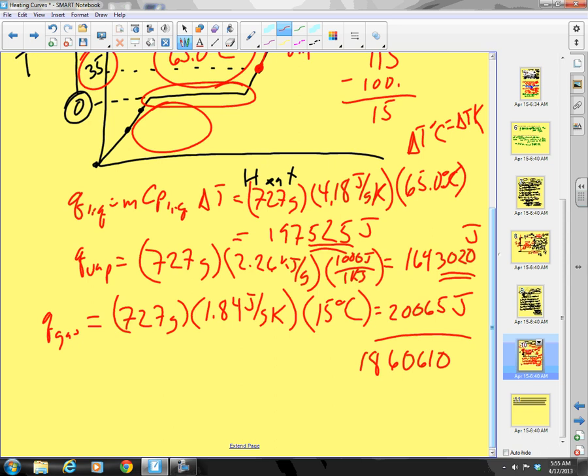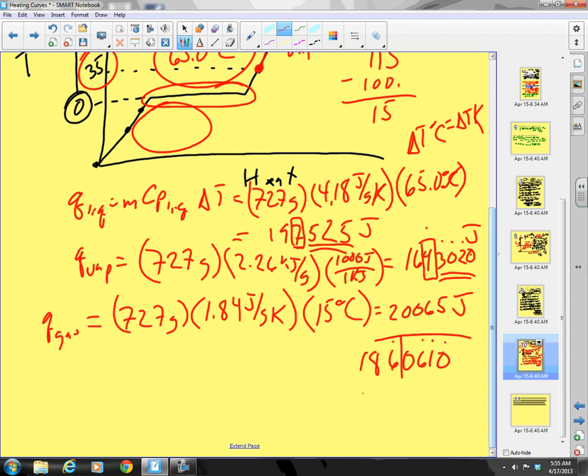This is significant to the thousands. This is significant to the what? 10,000s. Ones, tens, hundreds, thousands, 10,000s. So it looks like it can only be significant to the 10,000s. Is that right? So it's only significant to that.